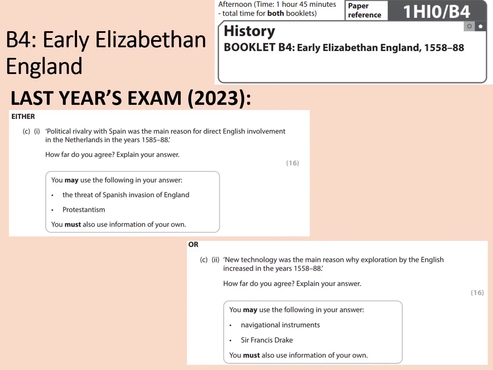The second option was new technology was the main reason why exploration by the English increased in the years 1558 to 88. The stimulus points here were navigational instruments and Sir Francis Drake. If I remember rightly, it was this second question which was marginally more popular, but I don't think there was so much in it. Okay, which one would you have chosen?